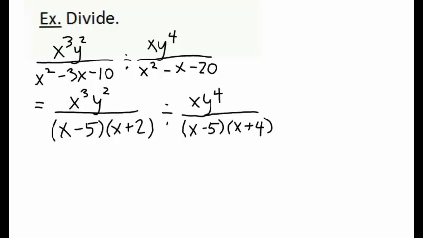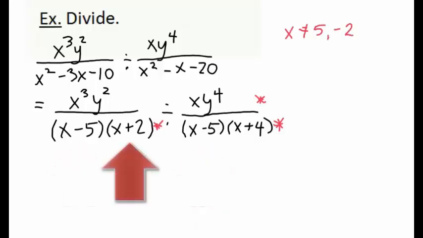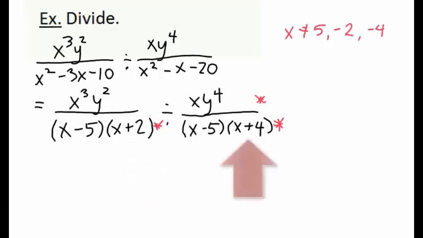Now, from here, let's take a look at what our restrictions are going to be. Remember that we need to consider both of our denominators, as well as the numerator of the second fraction. So the denominators are going to give us x cannot equal 5, negative 2, and negative 4. The numerator of the second rational expression is going to give us x cannot equal 0, and y cannot equal 0. So those are our 5 restrictions listed up at the top.